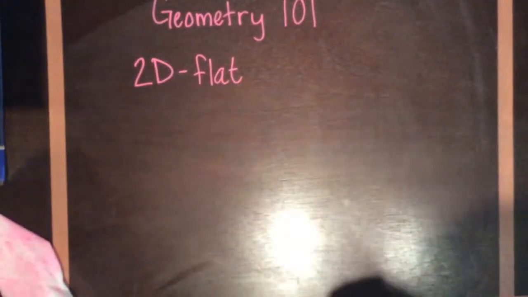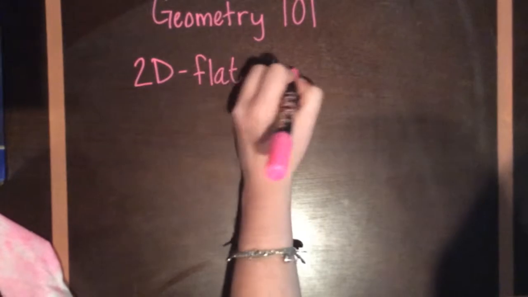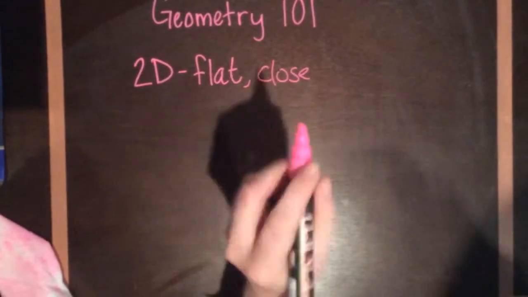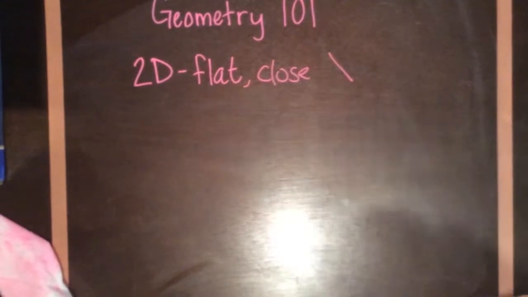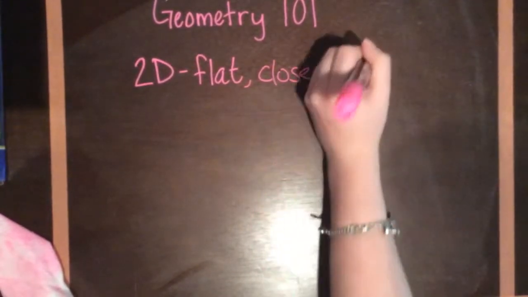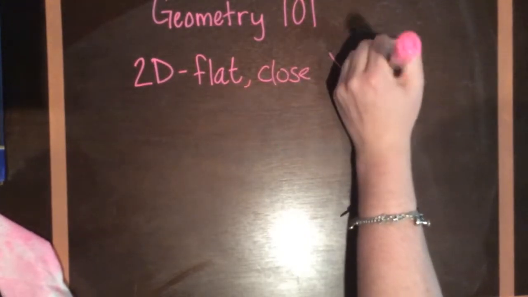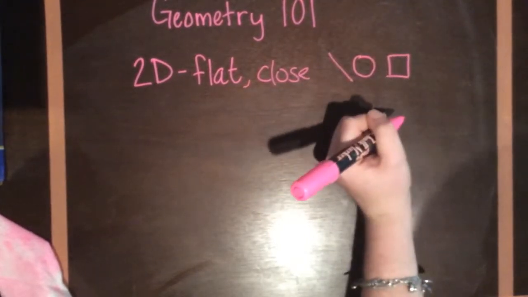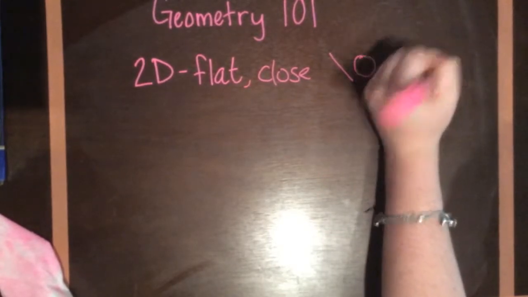Okay. A 2D shape has to also be closed. So a 2D shape, two-dimensional, cannot be a line. That would be one-dimensional. It has to be a closed shape. So that can be a circle, that can be a square, or that can be something like this triangle here.